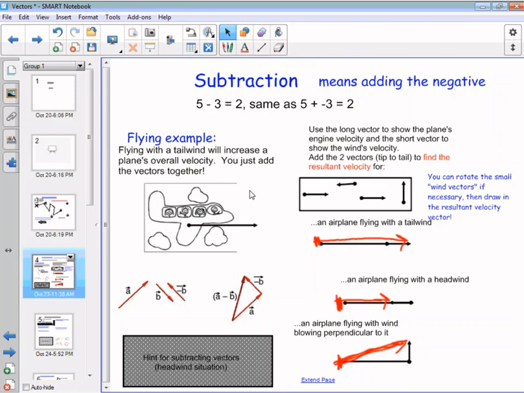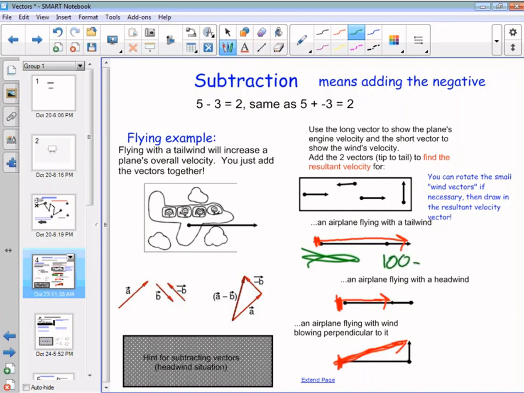Okay, if I say 100 plus 20, that's my first scenario that was drawn. That was this guy right up here. That would be like saying 100 plus 20. This one would be like saying 100 minus 20, but because we cannot simply go tail to tail, what we're really saying is 100 plus negative 20.